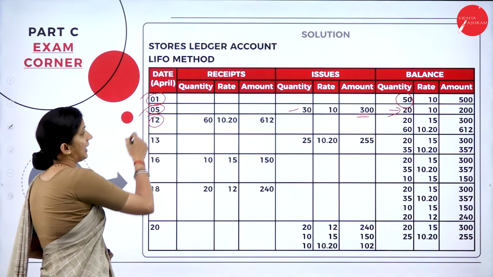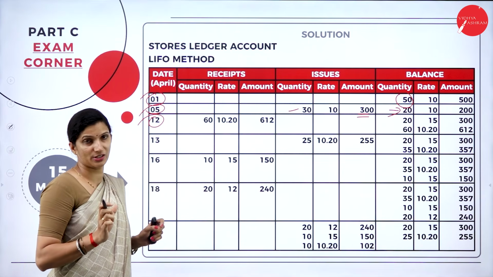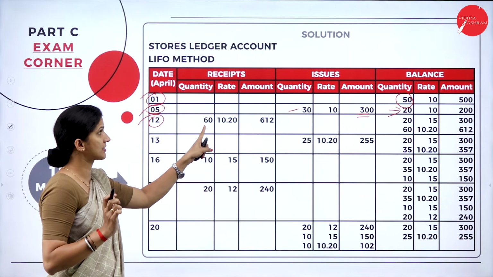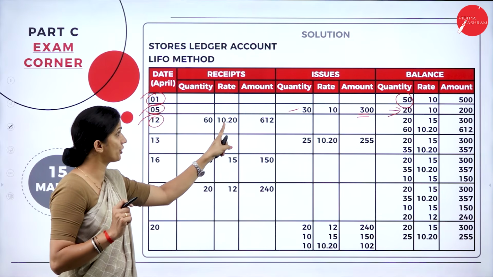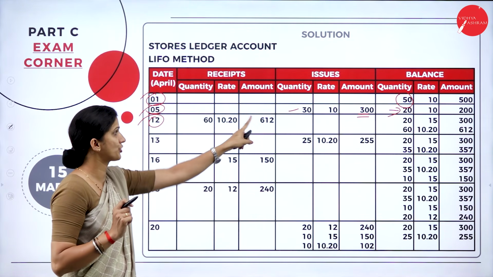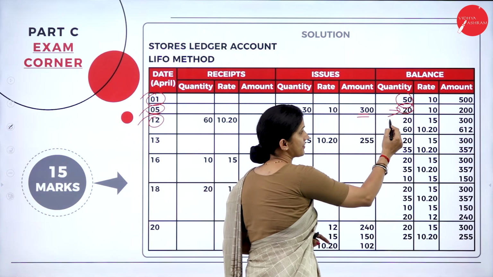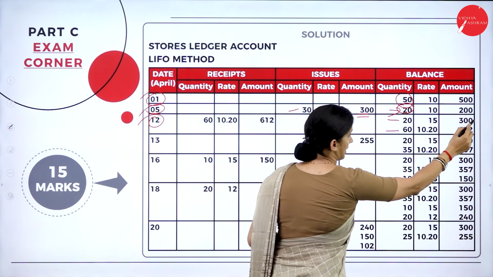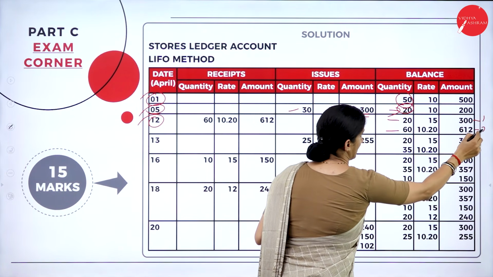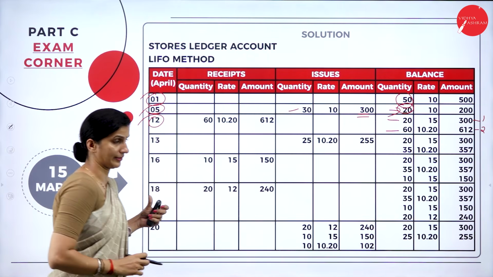Next, on 12th, there is a receipt transaction, that is quantity received 60, rate is 10.2, amount 60 into 10.2, it is 612. So you will write the previous day balance first and now received 60. So you have lot 1 and lot 2 on 12th.